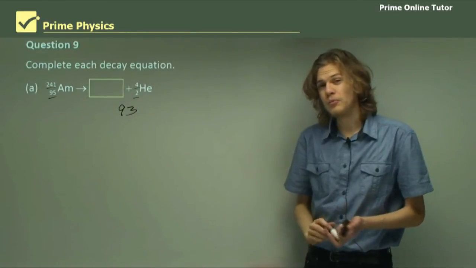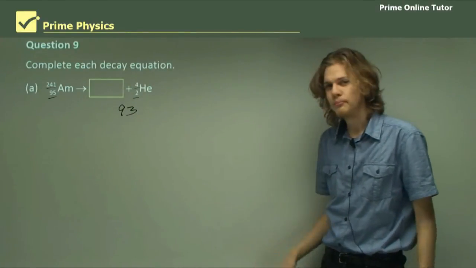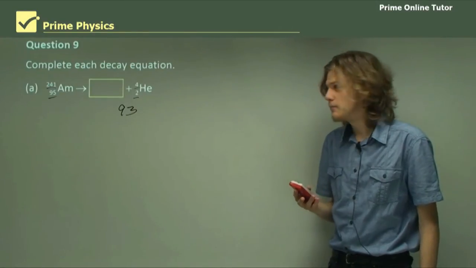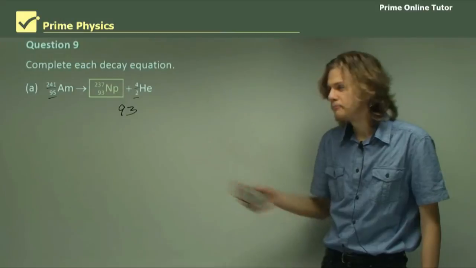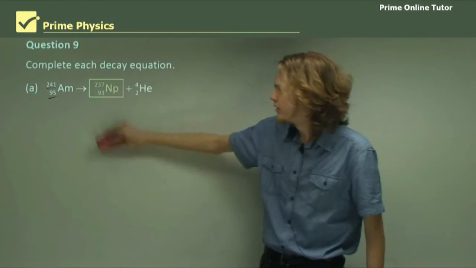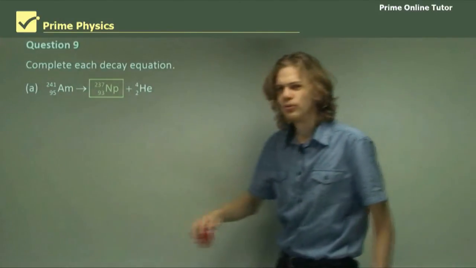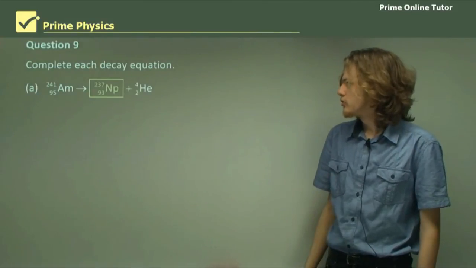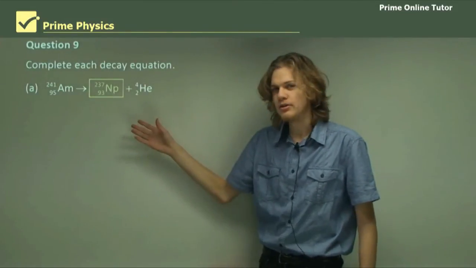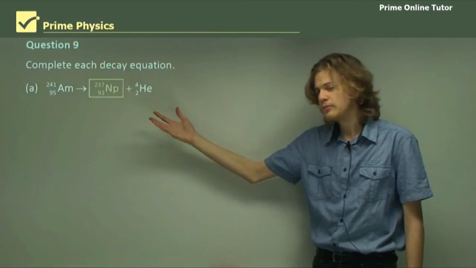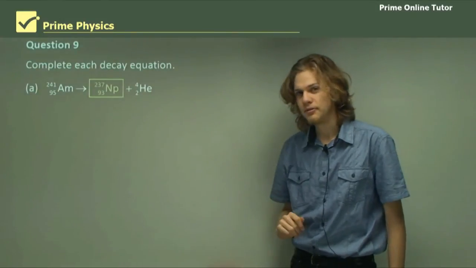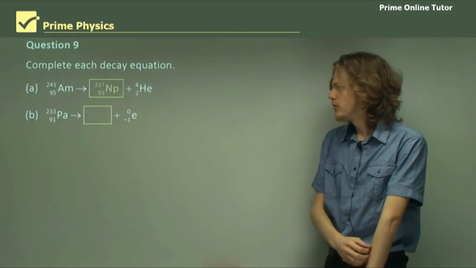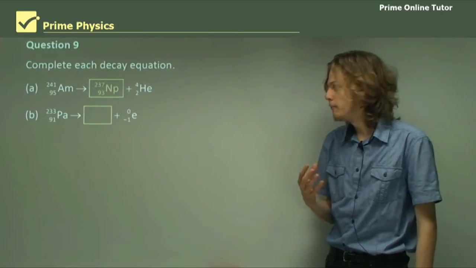So to figure out what element that is, we can look it up on the periodic table. As it turns out, the element with 93 protons per atom is neptunium, a very close relative of uranium. So we can see that on both sides of the equation, the mass is conserved and the charge is conserved. Now a bit more quickly, we'll go through 3 more.